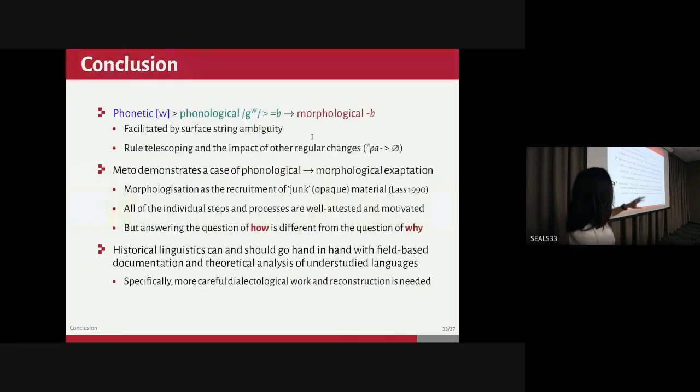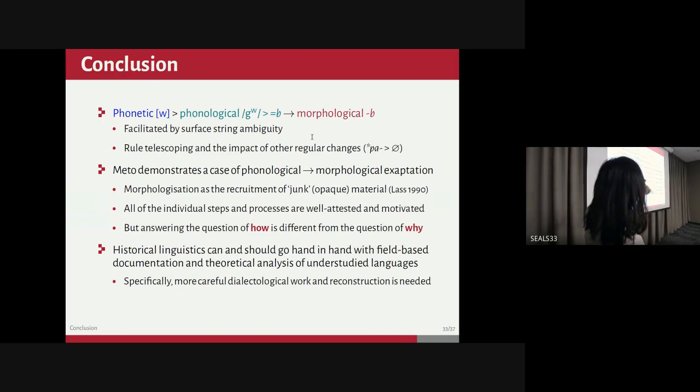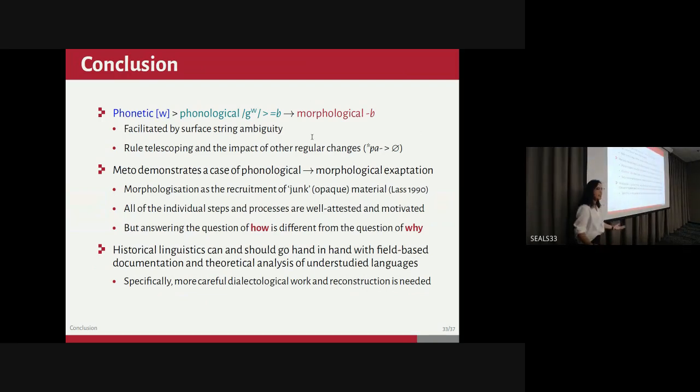But just to quickly conclude, the first bullet point is a summary of what I'm proposing. We get phonologization of the inserted consonant, and then that gets morphologized. And this is really a case of what Roger Lass calls exaptation, where material that was inserted that kind of becomes junk, or no longer clear or no longer transparent, gets co-opted for serving a new function, typically because of some sort of string ambiguity.